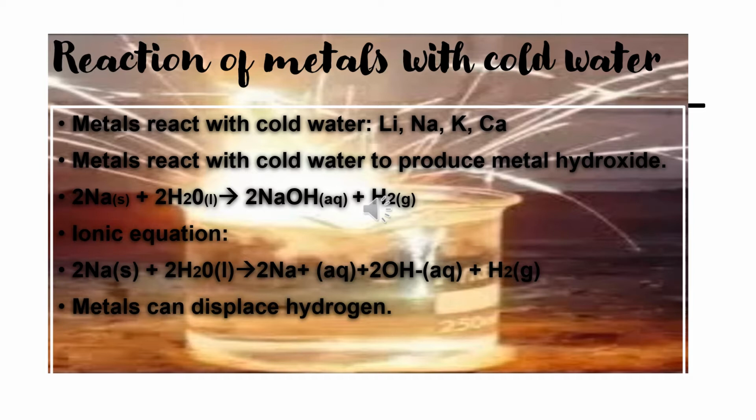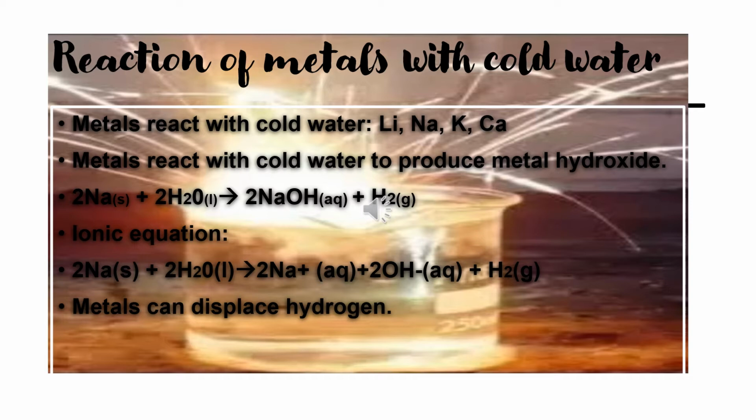Let's write this as an ionic equation. In the above example, only sodium hydroxide has an ionic bond. You already know that ionic bonds are formed between metal and non-metal. So the above reaction is written as an ionic equation like 2Na plus 2H2O gives 2Na+ plus 2OH- plus H2. This is the ionic equation where we have split up the ionic bond.